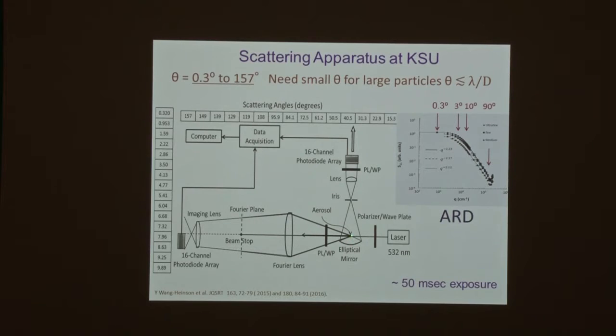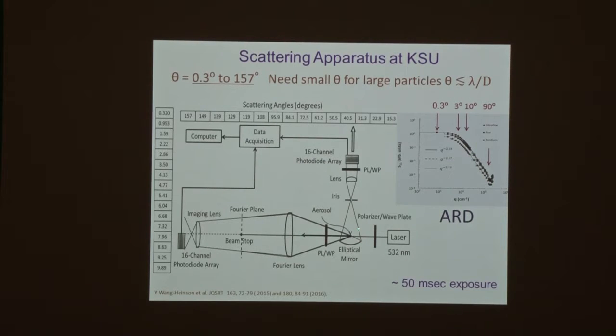This is an elliptical mirror, so there's one focal point and there's the other, which we spatially filter and collimate. These would be polarizers or wave plates, and let that fall on a 16-channel array. We have to calibrate these two against each other so there's no mismatch. You can kind of see where the break is.